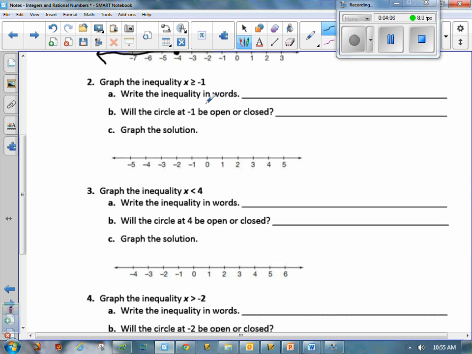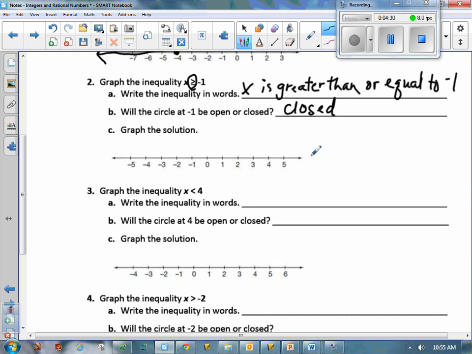Here on 2, we have x is greater than or equal to -1. So to write that inequality in words, we're going to write x is greater than or equal to -1. Again, since it is greater or equal to, that's going to be a closed circle. So we're going to come down here on our graph, and on -1, we're going to make our closed circle. Now, the value of x has to be greater than -1, so that means we're going to go to the right on our number line.